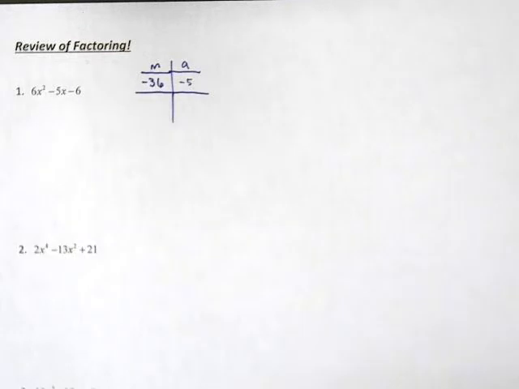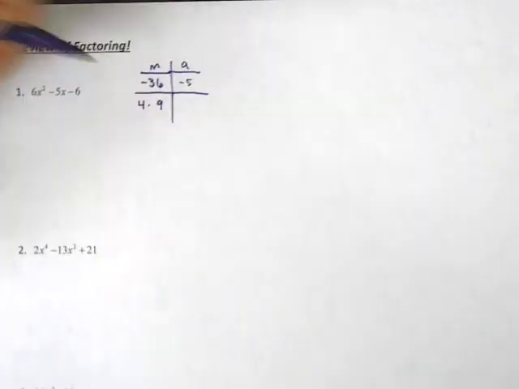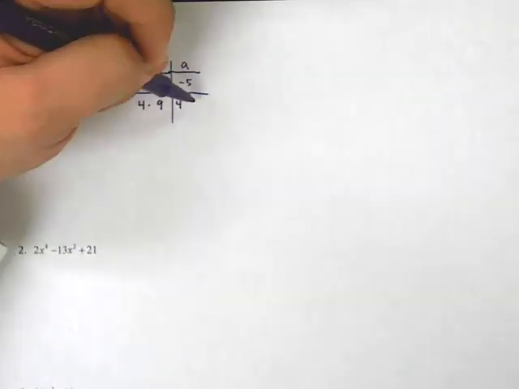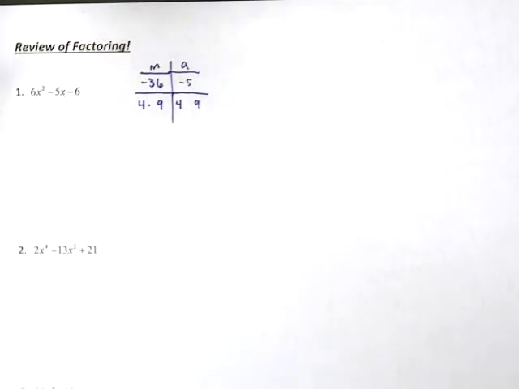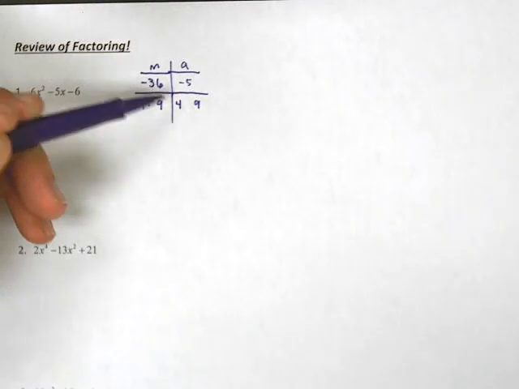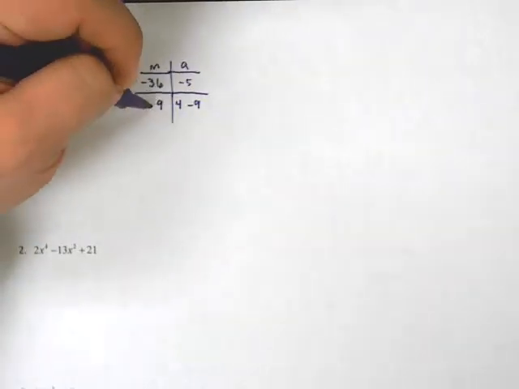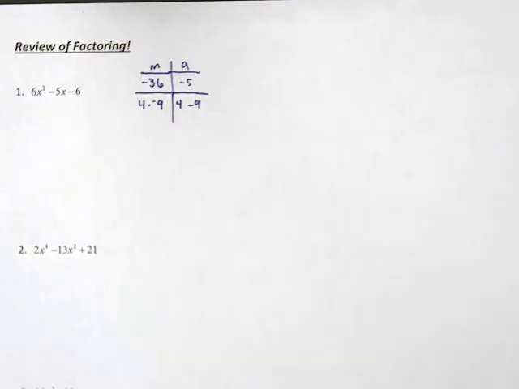Ooh, I like 4 and 9. I like 4 and 9 a lot. 4 times 9. What has to be true, though? One of these has to be negative to make negative 36. So what are we thinking here? I think it should be the 9 that's negative. Yeah, that looks good. Okay?